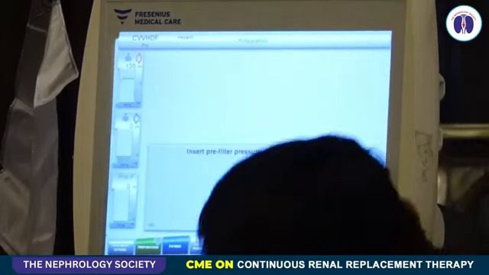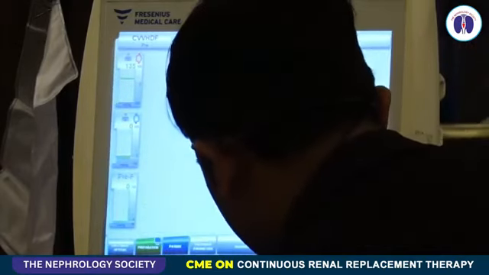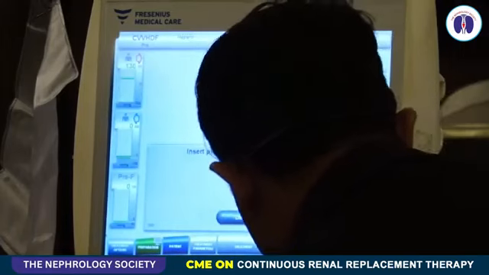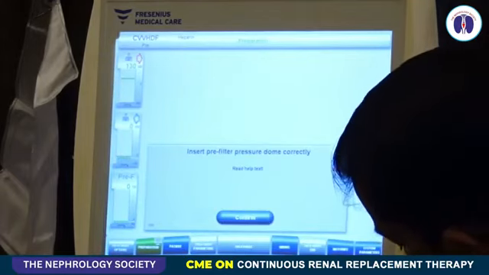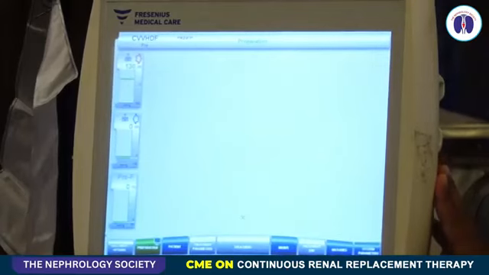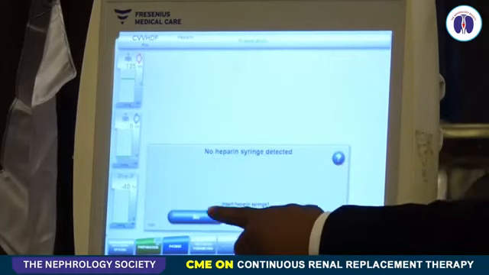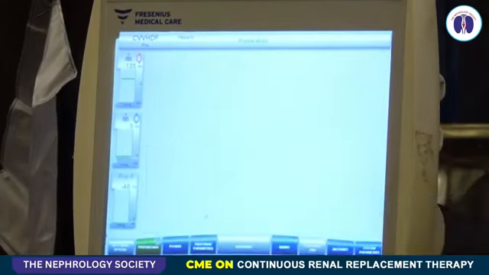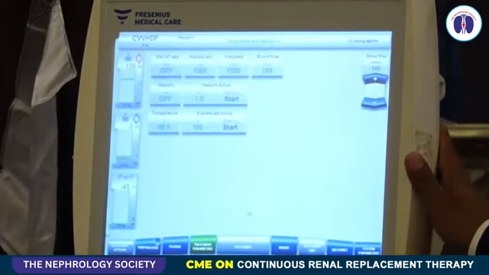OK. The pre-filter pressure is not down correctly. Just a second. Okay, since we forgot to install this pre-filter pressure dome, the machine is giving an alarm. Once I plug it in, confirm it. Since we have not put in the heparin line, we will say no to the machine, because we are not putting a heparin syringe on that, and we'll start priming.